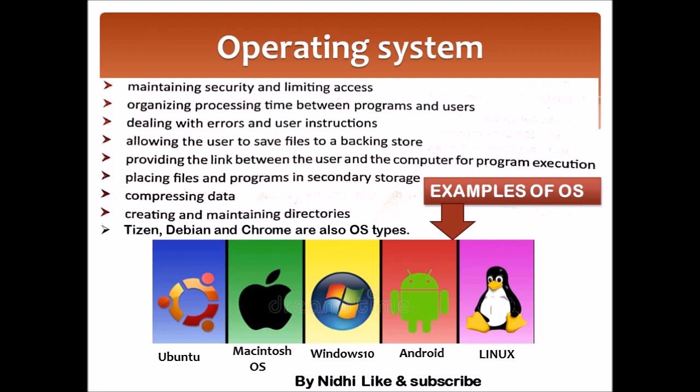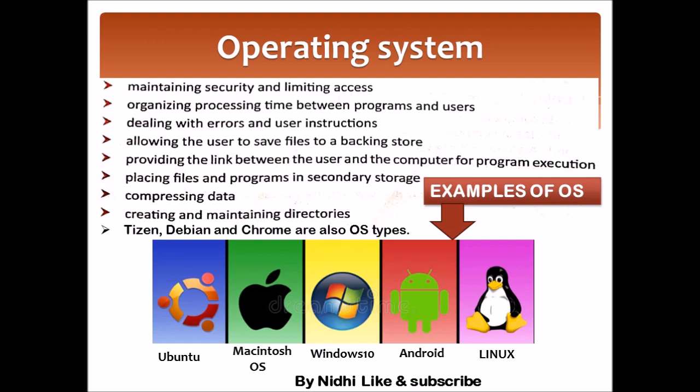Linux operating system. Apart from these operating systems, we have further operating systems like Tizen, Debian, Chrome. Google Chrome is also known as a browser, but they have an operating system also that is known as Chrome operating system, and they have a search engine also that is Google. So this Google company is providing three things. One is Google search engine, second is Google Chrome as a browser, and Google Chrome as an operating system. Okay, so this is about the operating system.